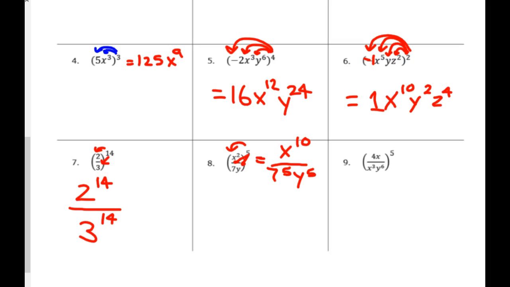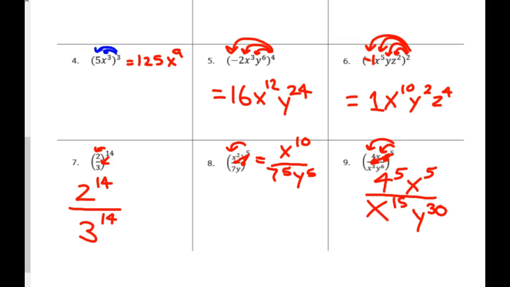Yeah? Last but not least, this 5 is going to go 4 places. 5 goes to the 4, 5 goes to the x, 5 goes to the bottom x, 5 goes to the bottom y. Okay? 4 to the 5th power. X to the 5th power. X to the 3rd power to the 5th power. The 3 and the 5 will multiply to make 15. The board is acting up. And then 6 and the 5 will make 30.